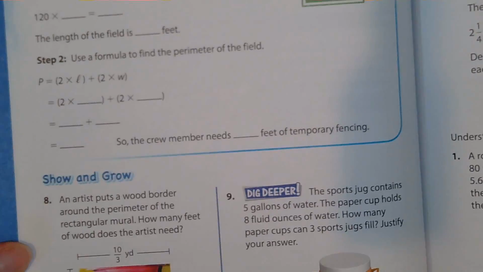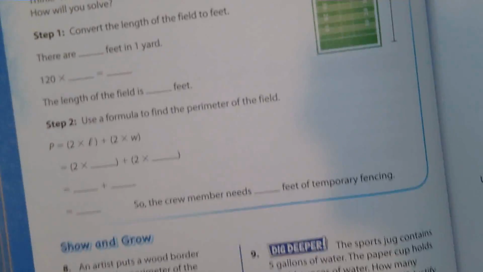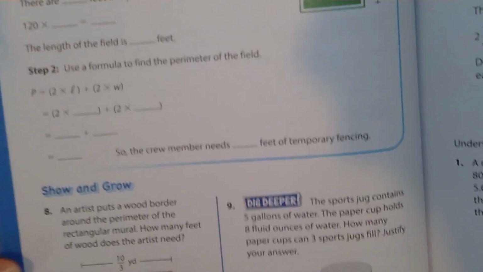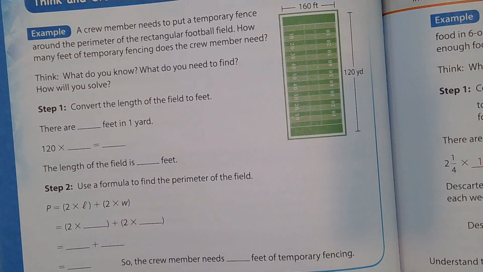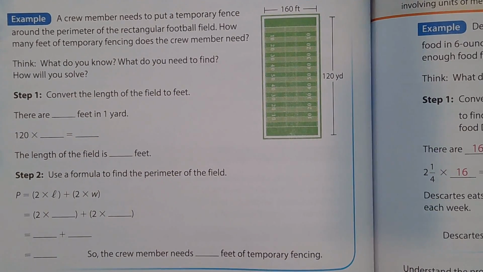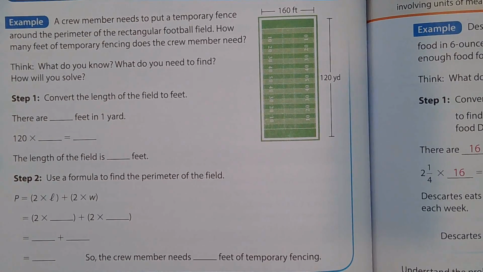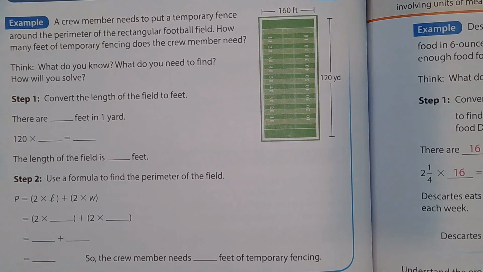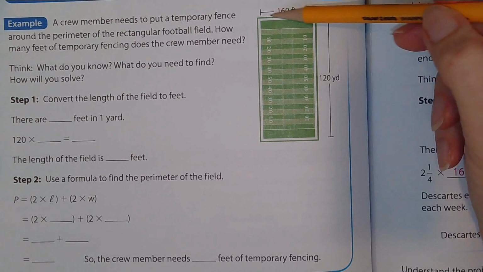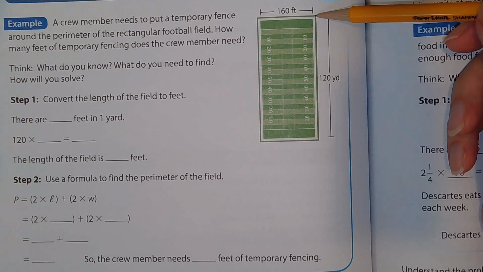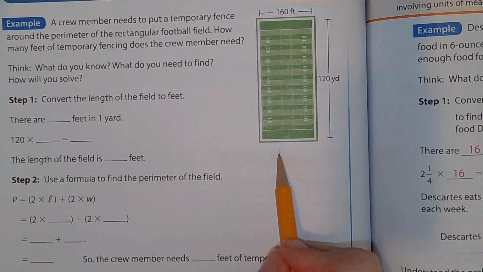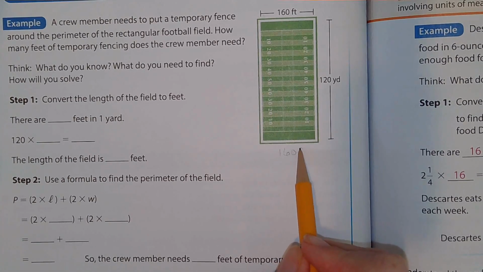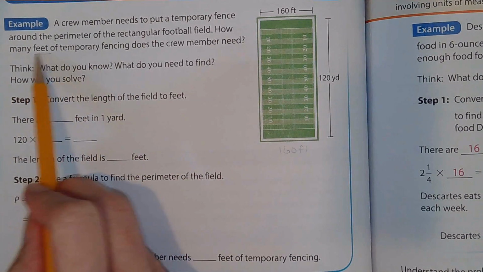All right, let's look at this problem, the sample problem on page 560. Okay, a crew member needs to put a temporary fence around the perimeter of this rectangular football field. How many feet of temporary fencing does a crew member need? Well, on our width up here, it's 160 feet. What would this one be? 160 feet also, because they are asking for feet.